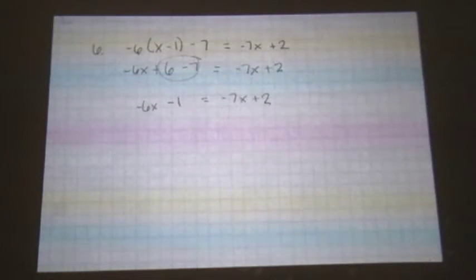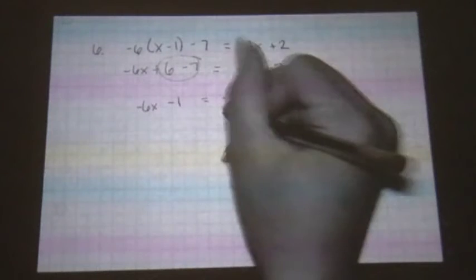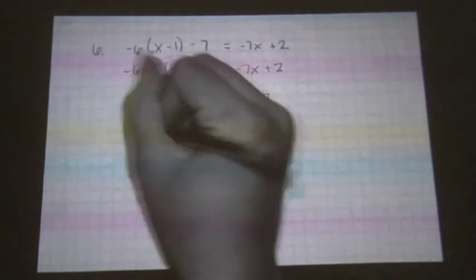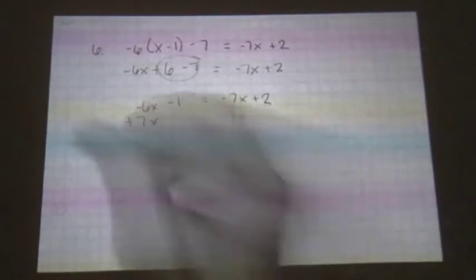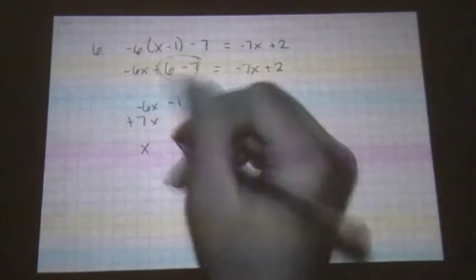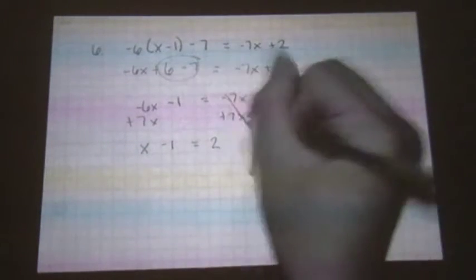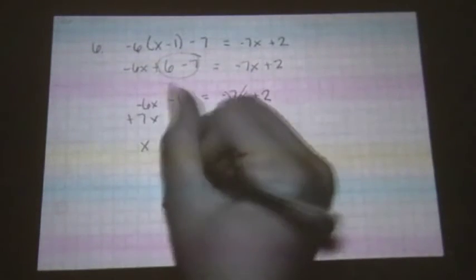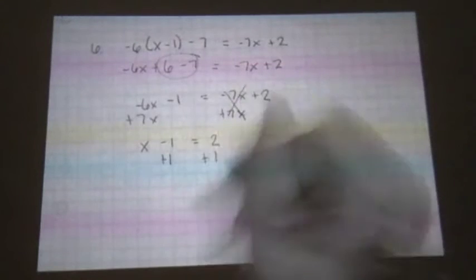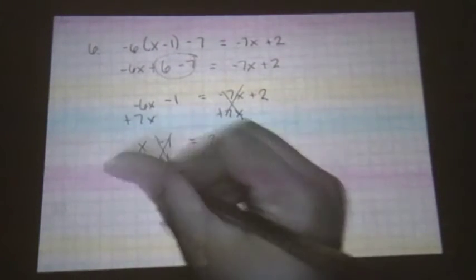And now again, all I'm going to do is just solve for x. I can do that by adding 7x to this side, adding 7x to that side. That leaves me just 1 for positive x. Bring down my minus 1. Bring down my 2 from this side. This cancels out. I'm going to add 1, add 1. That one cancels out now. So I'm left with x is equal to 3.